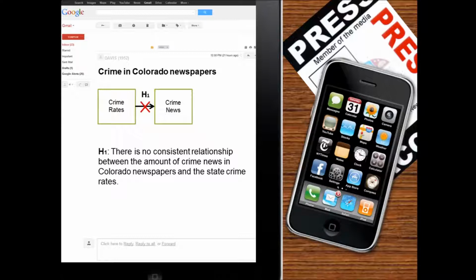But his argument, and what he calls hypothesis 1, which is technically a null hypothesis, is that there is no relationship between changes in crime rates and the amount of crime news. So his first hypothesis is really focusing on gatekeeping. The gatekeepers make decisions on news coverage on a variety of things, but the change in crime rate may not be one of them.